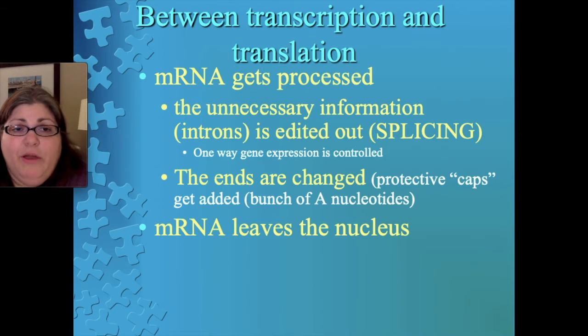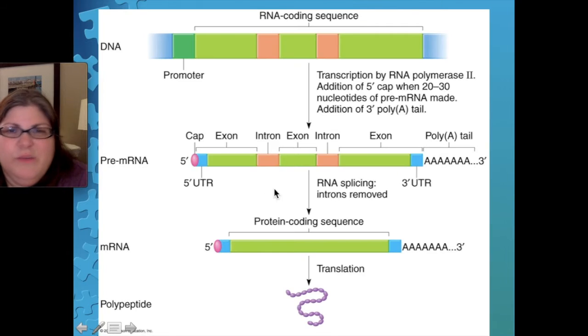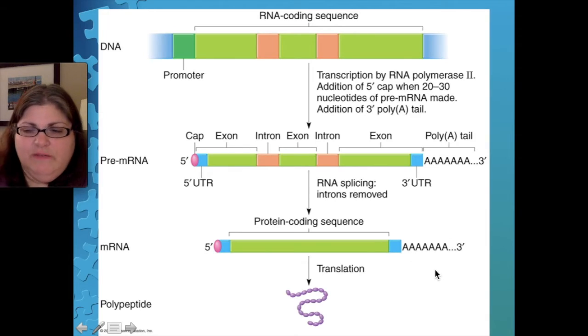And then finally, the mRNA, remember, it's a portable copy, that's its function. So finally, the mRNA can leave the nucleus to go find the ribosome where protein gets made. So we can see the editing process here. The introns, or the unnecessary parts, get removed. And then on the ends of it, we add a cap so that our final mRNA sequence has a protective end, the coding sequence, and then another protective end, which is a bunch of adenine.